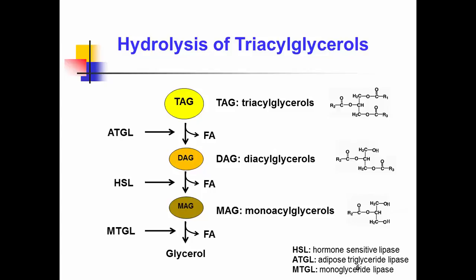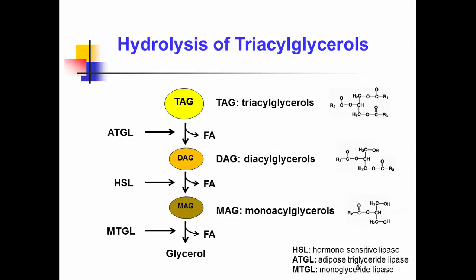The second step is HSL. HSL also catalyzes the removal of a fatty acid from the SN3 position, generating the monoacylglycerol. And then lastly, the monoacylglycerol lipase removes the last fatty acid from the SN2 position and releases the glycerol backbone and the free fatty acids, right?